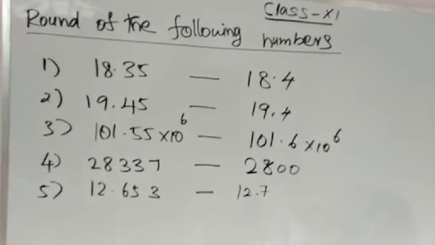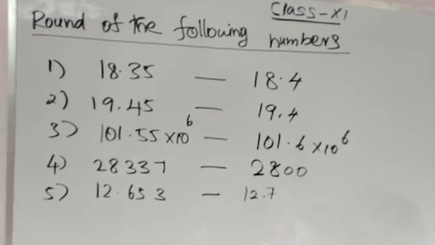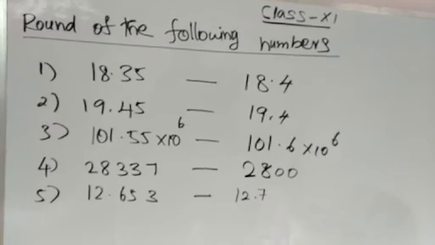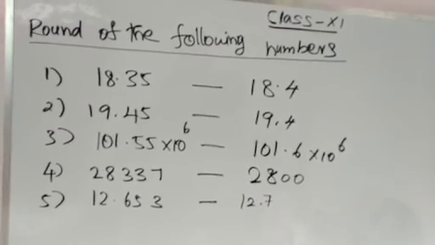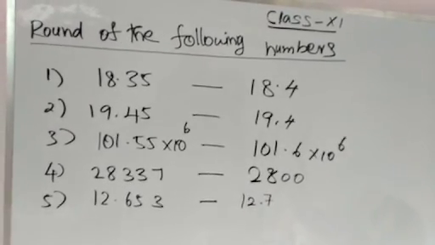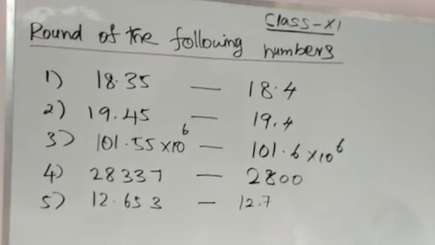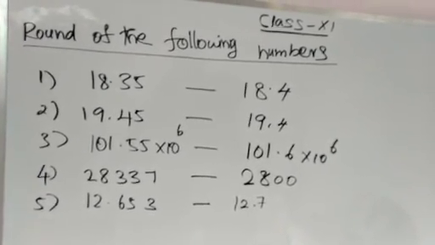Third example, 101.55 times 10 to the power 6. So 10 to the power 6 is not part of the rounding, it's just the power of ten. The last decimal digit is 5, and the digit before it is odd, so we should raise it: 101.6 times 10 to the power 6.